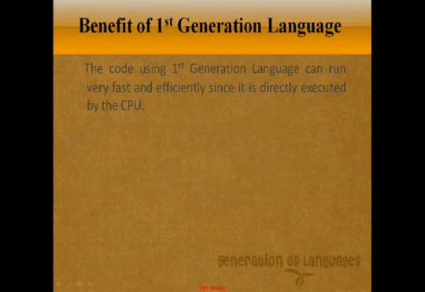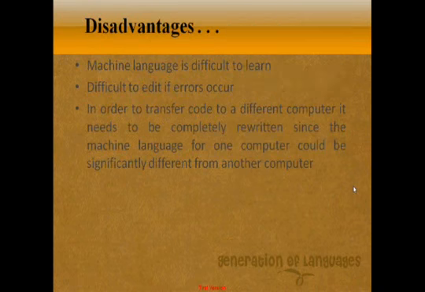There are a few advantages in first generation languages: the code can run very fast and efficiently. There are some disadvantages. Machine language is too difficult to understand. Also, if there are errors, it takes so much time and is very difficult to correct them. Also, they are machine dependent languages.